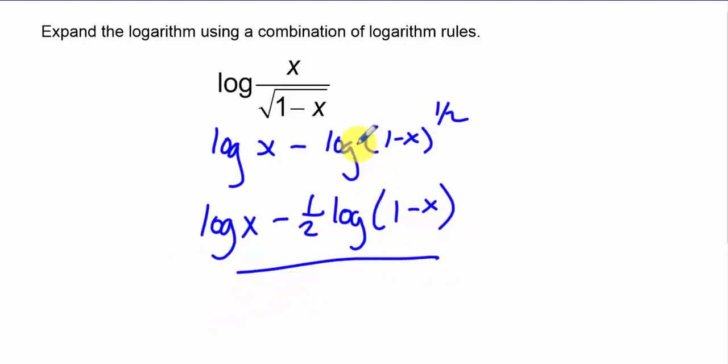Some people try to do too much and don't write this down, but they try to distribute a logarithm to these two terms. A log is not a number, so it can't be distributed. So don't do more than you need to do. All right, so let's get rid of those so there's no confusion.